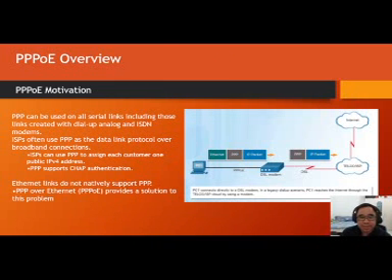PPPoE motivation. PPP can be used on all serial links, including those links created with dial-up analog and ISDN modems. ISPs often use PPP as a data link protocol over the broadband connection. So ISPs can use PPP to assign each customer one public IPv4 address. PPP supports CHAP authentication, which we demonstrated earlier. Ethernet links do not natively support PPP. PPP over Ethernet, or PPPoE, provides a solution to this problem.